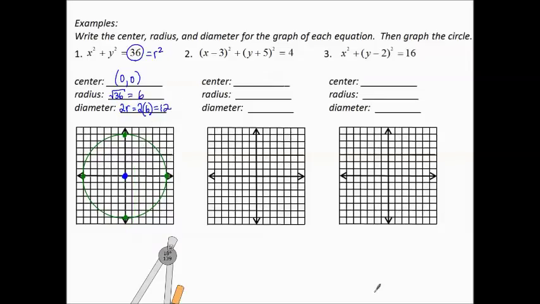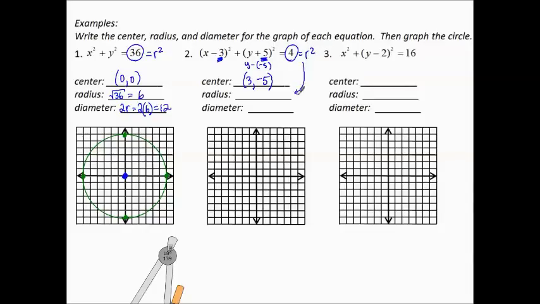Let's try a couple more, some that have some numbers in here. So again, what's subtracted from the x and subtracted from the y gives us our center. 3 is subtracted from x, so positive 3 is the x-coordinate. 5 is subtracted from y. Basically take the opposite of this sign. Negative 5 is subtracted from y, because this is like y minus negative 5. This number is the radius squared.